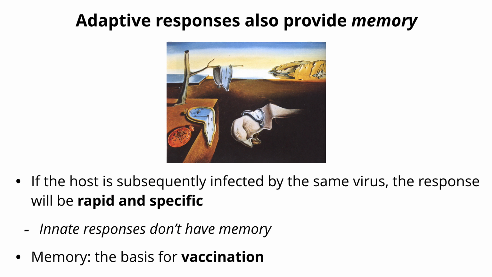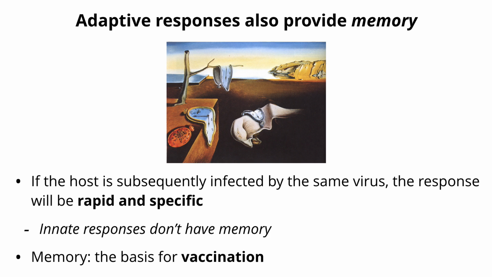All right, let's talk about memory. Adaptive responses provide memory. If you get infected a second time by the same or a similar pathogen, you'll get a more rapid and specific response. It takes a lot less time as compared to the first response. And this is what distinguishes the adaptive response from the innate response. Innate responses don't have memory.